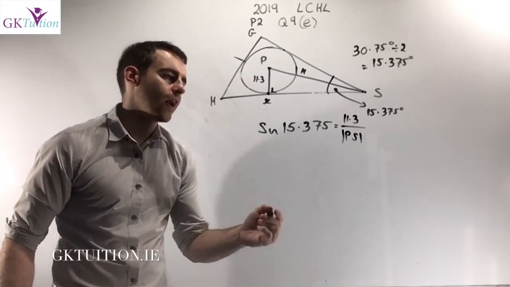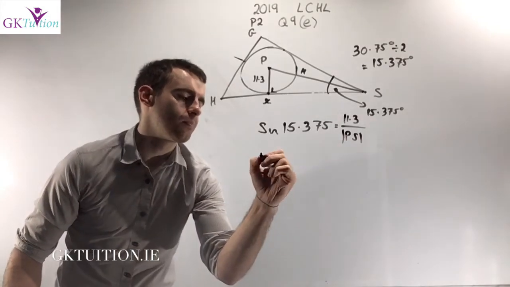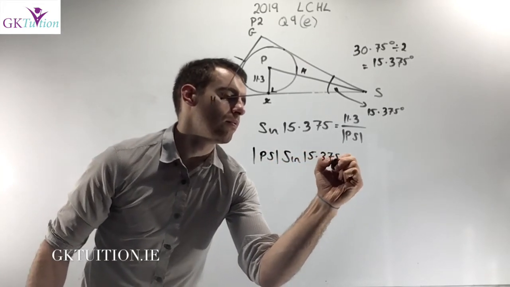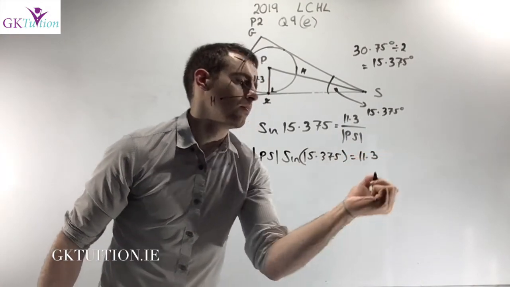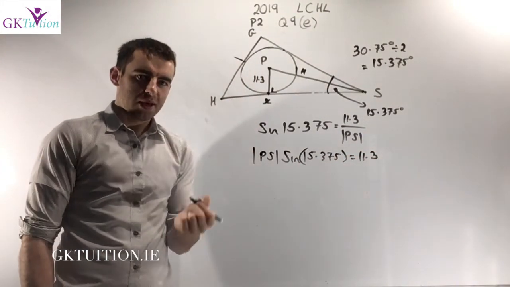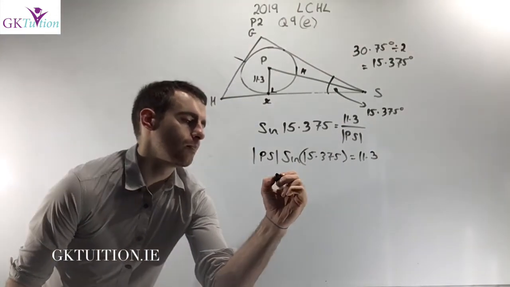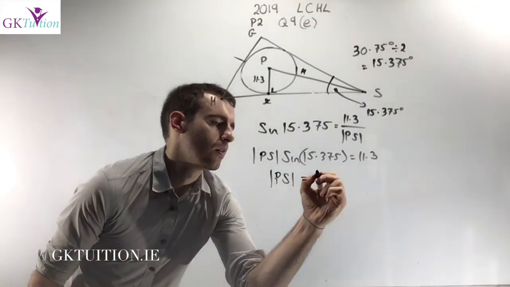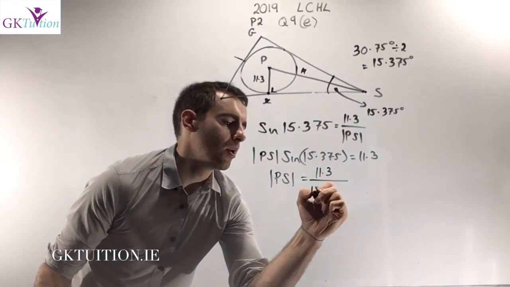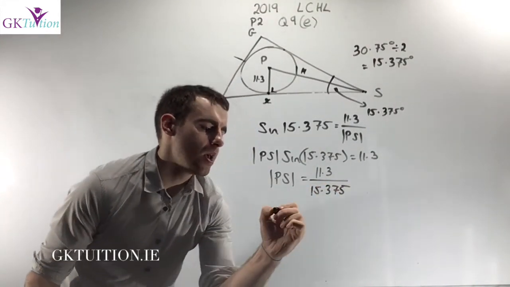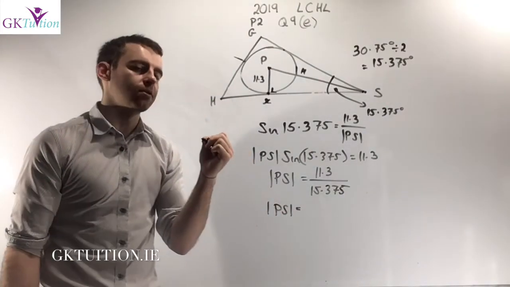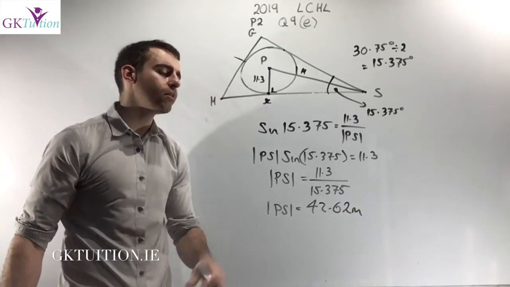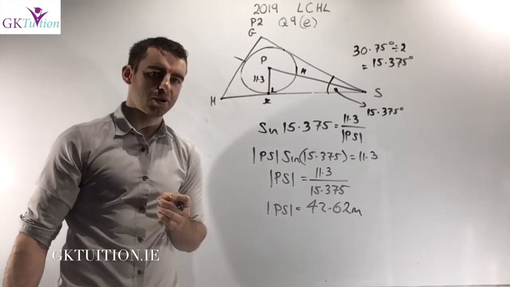In order to eliminate my fraction, I would multiply both sides by PS. If I multiply both sides by PS, I end up with PS sine 15.375 is equal to 11.3. Now obviously my goal here is to find PS, or in other words to isolate PS. So if I isolate PS, I'm going to divide both sides by sine 15.375. So PS will be 11.3 divided by sine 15.375. And if I plug all of that into my calculator, my final answer for PS works out as 42.62 meters. Now I'm rounding that off to 2 decimal places, but I get 42.62.